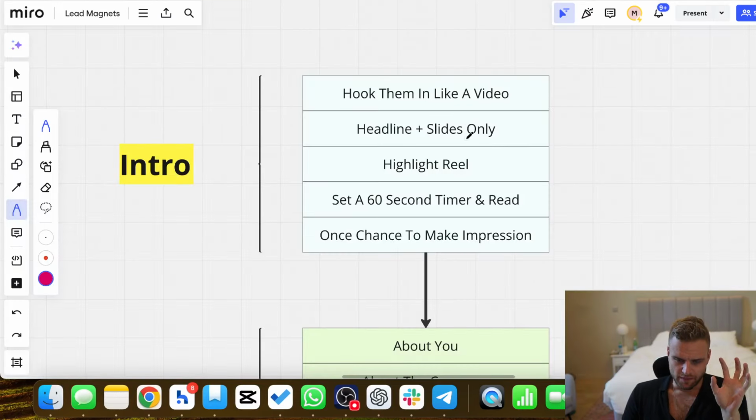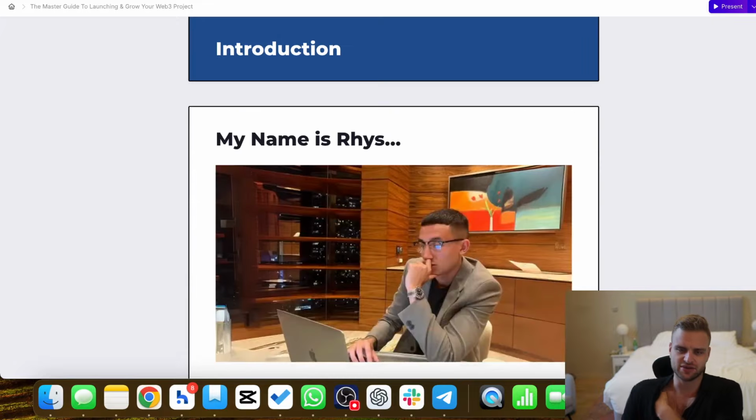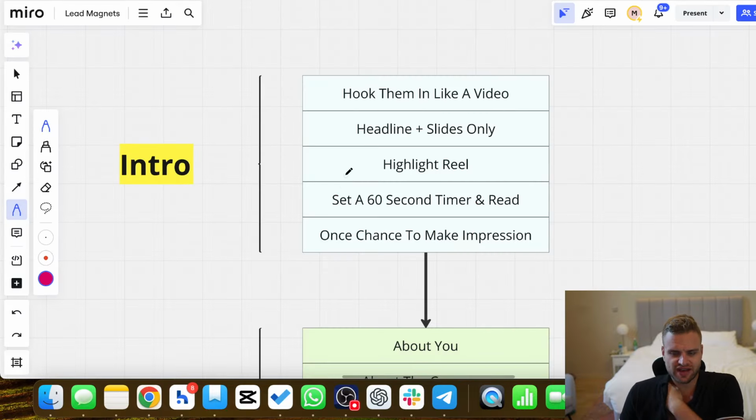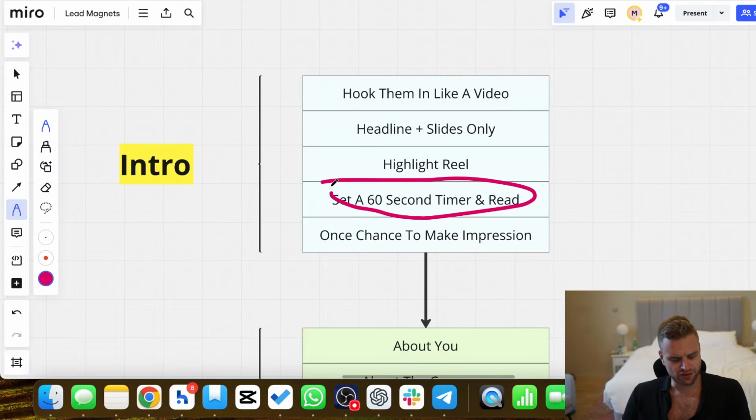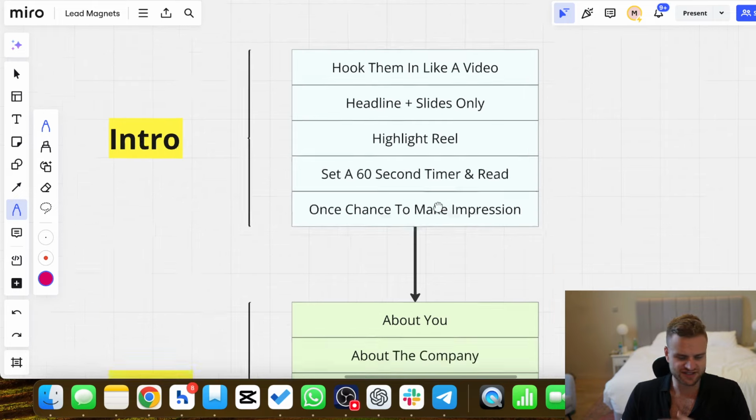We want these headlines and slides to work like a highlight reel, because that's what's going to make a good hook, and that's what's going to make us look really good. We only have about 60 seconds to make a good first impression, and only one chance to make it, so we want it to be good. Hopefully that makes sense so far.